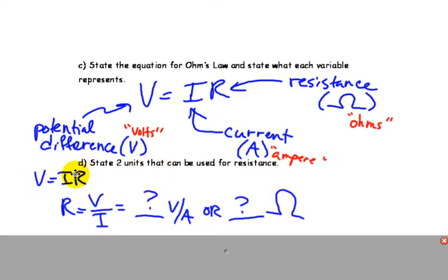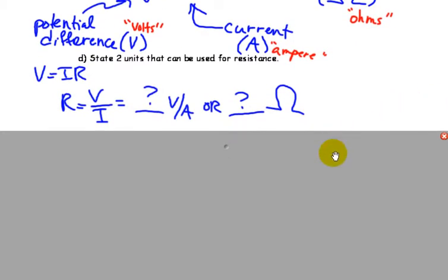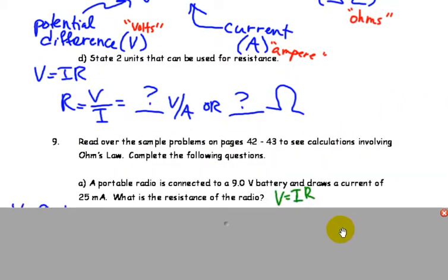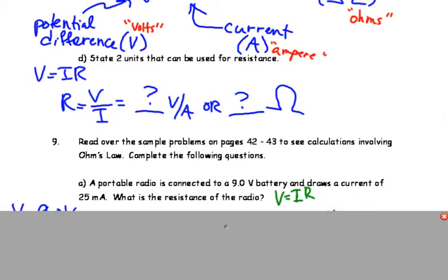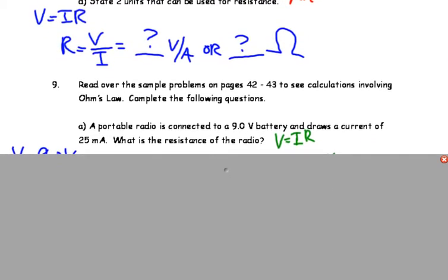If we solve this for R, it's V divided by I. So that's volts per amp, of course, or ohms for resistance. So two different expressions there. Okay, we'll look at a few questions involving that, and then you'll be ready to do your first quiz.